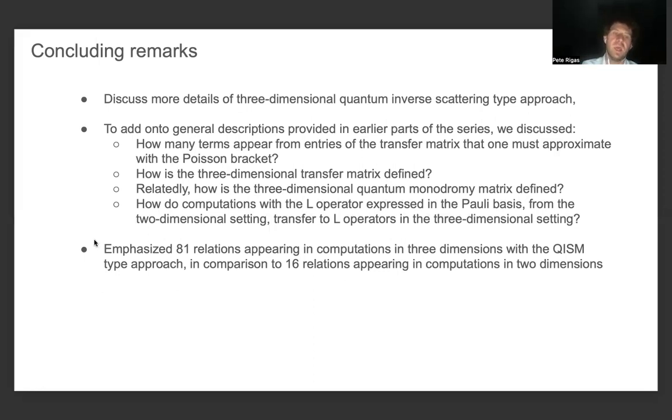And finally, as a new contribution to this series in this presentation, we emphasize 81 relations appearing in computations in 3 dimensions with the QISM type approach in comparison to 16 relations appearing in computations with a Poisson bracket in 2 dimensions.